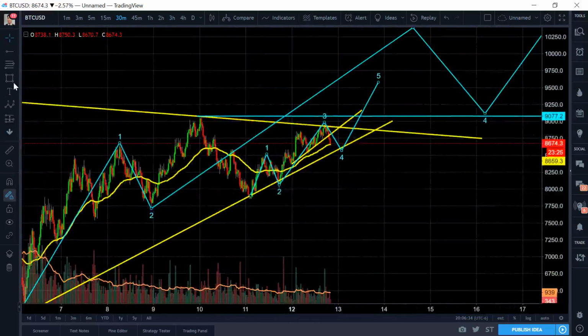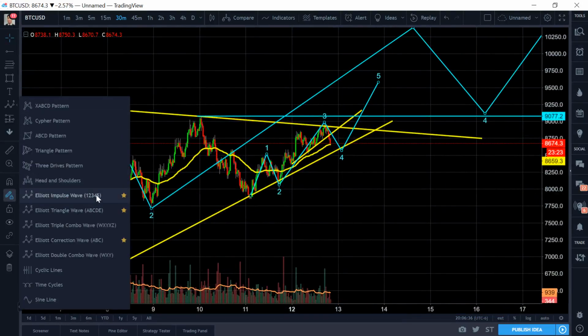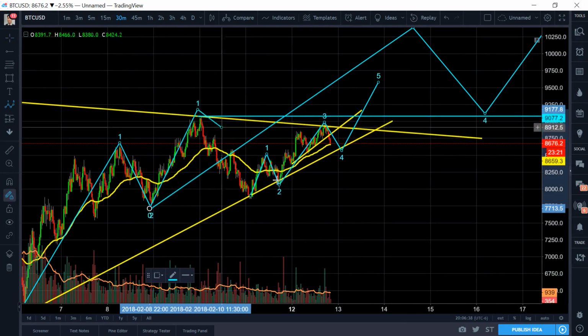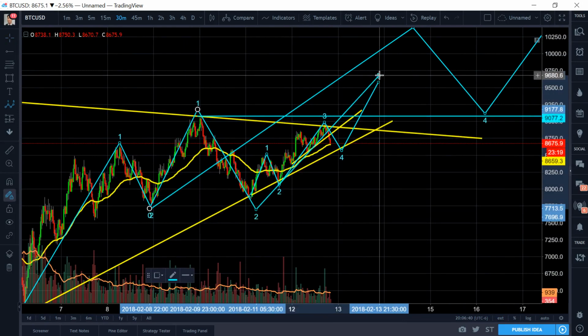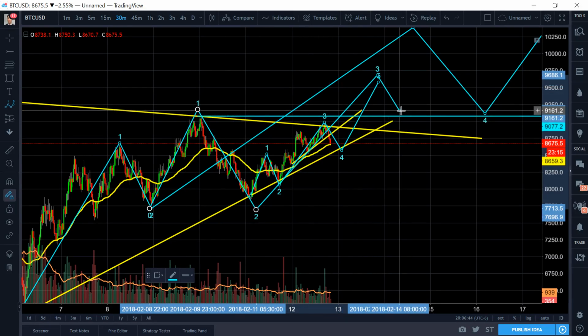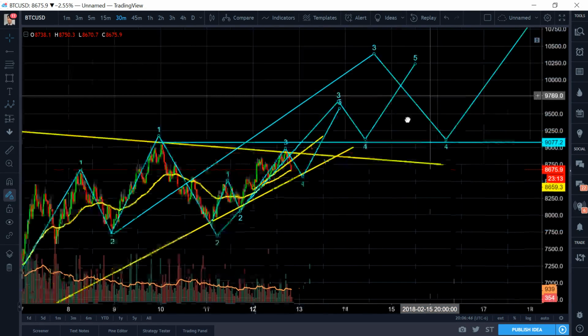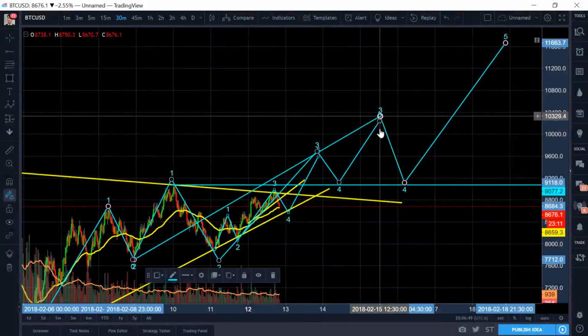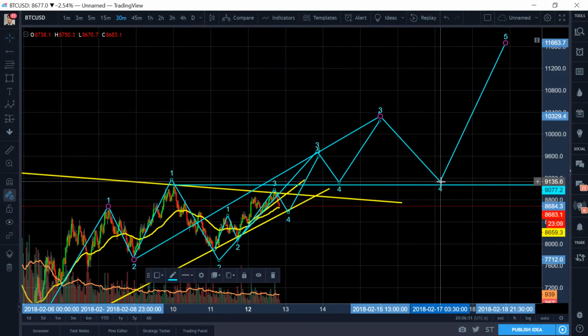Okay, so now I would count this as my subwave 1, where I'm going to do, that's 1, that's 2, right? And a 3 is a clear break above the weekly high and above the neckline. And then 4, and then we get a 5th wave somewhere up here. That is what I am hoping for in the bullish scenario.